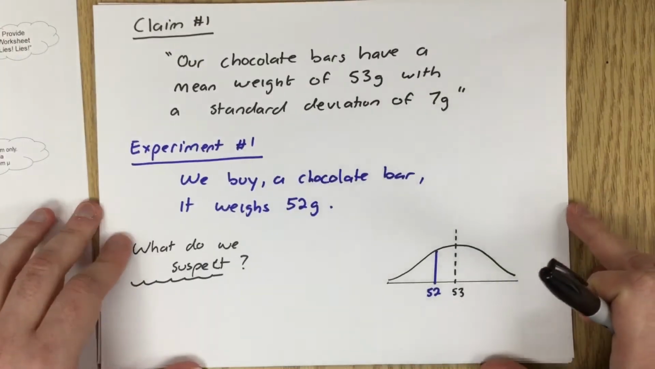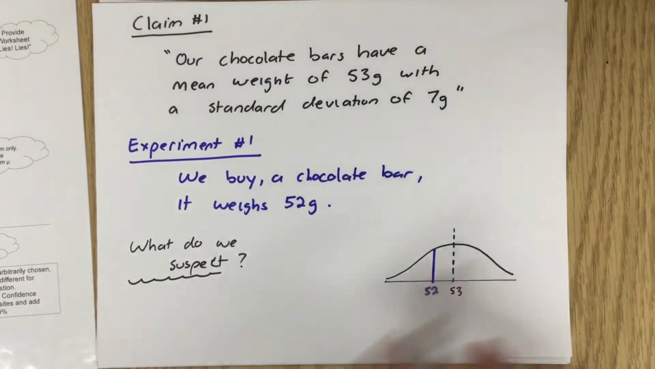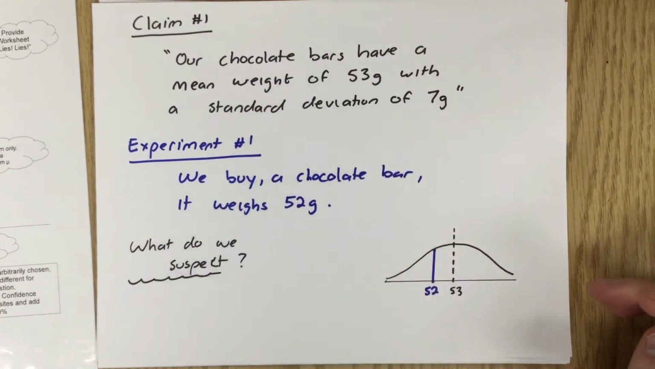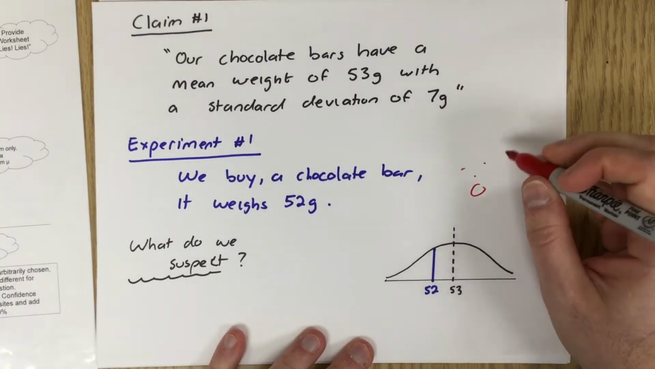So let's say there's a claim. It's made by some big chocolate company. And it says, our chocolate bars have a mean weight of 53 grams with a standard deviation of 7 grams. So we do an experiment, and we buy a chocolate bar, and it weighs 52 grams, and we are shocked. What?